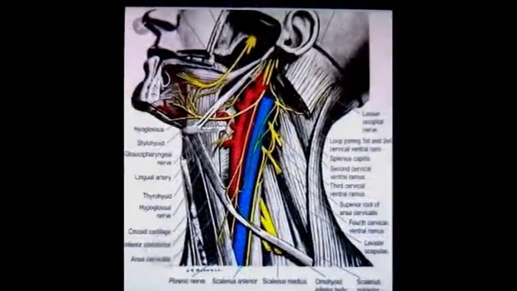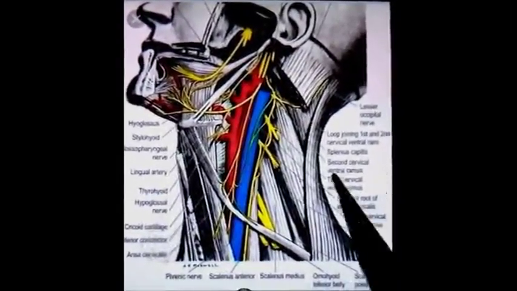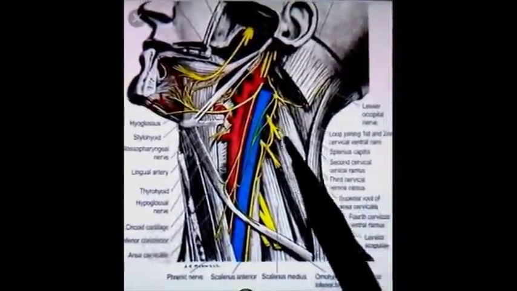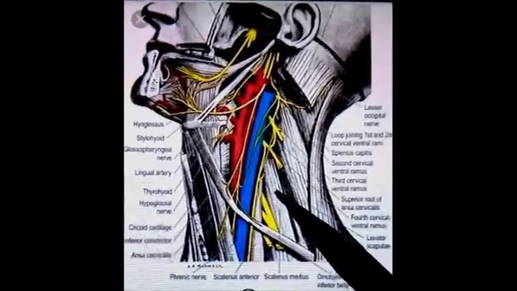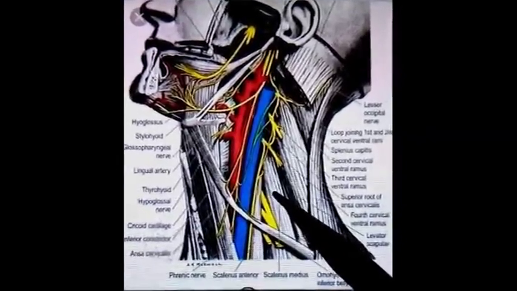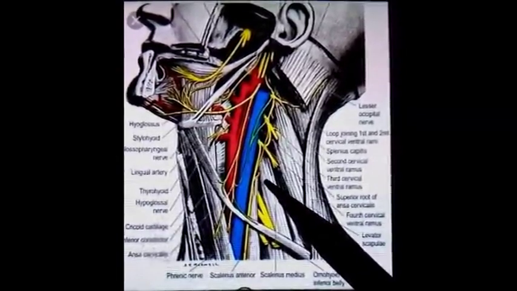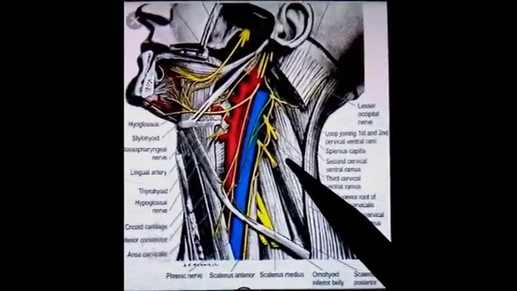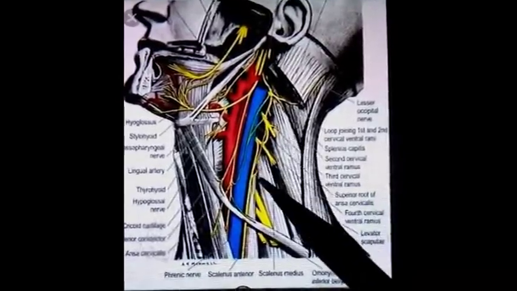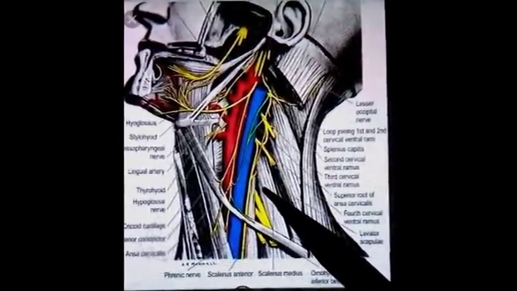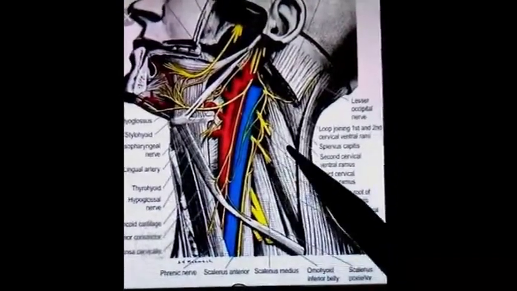Relations of cervical plexus. First of all, posterior relations. Posteriorly there are two muscles. One muscle is scalenus medius muscle which is present just behind it, and slightly more behind there is the muscle known as levator scapulae muscle. So these two muscles, scalenus medius and levator scapulae, are present posterior to the cervical plexus.